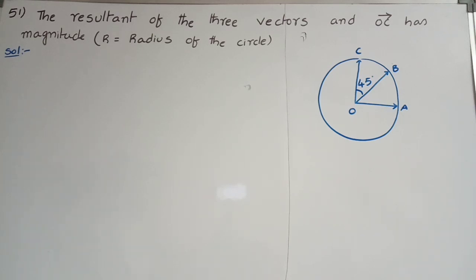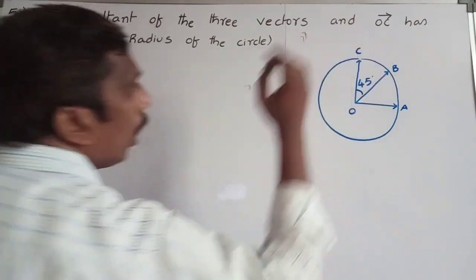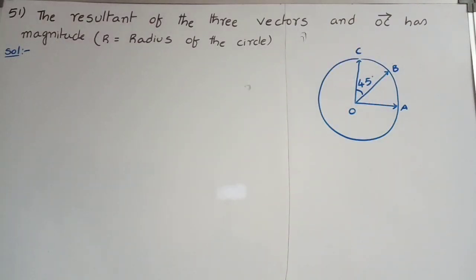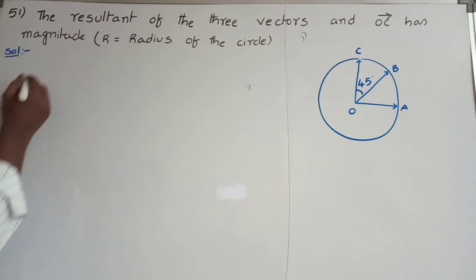Problem number 51. The resultant of three vectors OA bar, OB bar and OC bar, each of magnitude R, where R is the radius of the circle. Here three vectors are given: OA, OB and OC. We have to calculate the resultant. Each one's magnitude is equal to R. First, we should calculate the resultant of OA and OC.